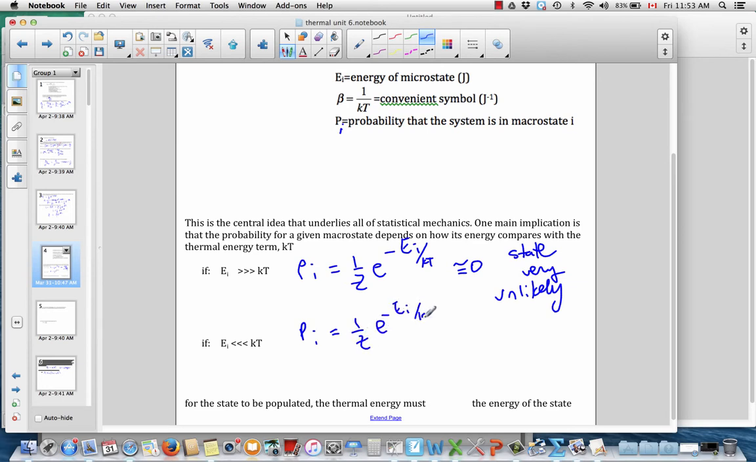So if the thermal energy increases, say it was equal to this, then this would be like e to the minus 1. It would be 1 over e. And so that would give you some non-zero probability. As kT gets really, really big, as the system gets really hot, then this goes to 0, and e to the 0 is just 1. And so that would be like the maximum probability of that state being occupied. So we see that for the state to be occupied, the thermal energy must exceed the energy of that state.